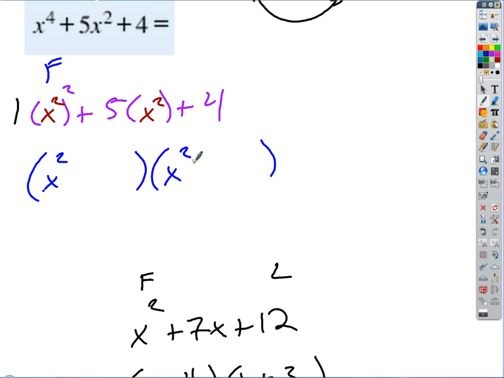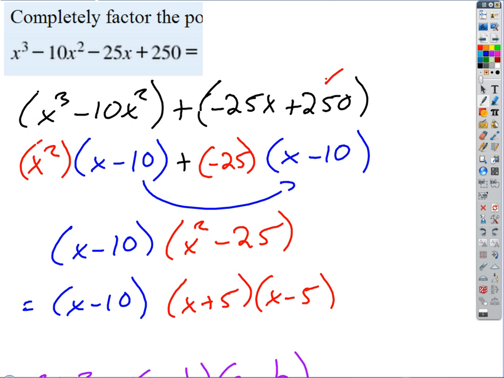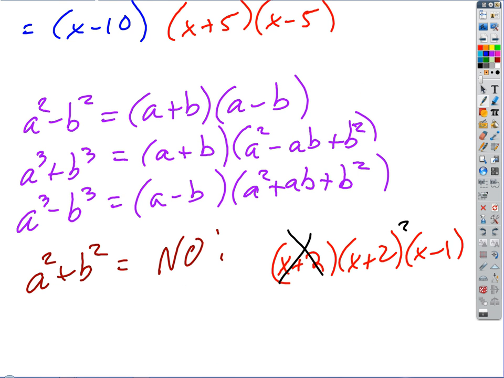The other two numbers have to multiply to what and add to what? They have to multiply to the last, to 4, and add to 5, so what are those? Can I go further? I can't, because that's a sum of squares pattern. Difference of squares, yes. Sum of squares, no. Doesn't work.